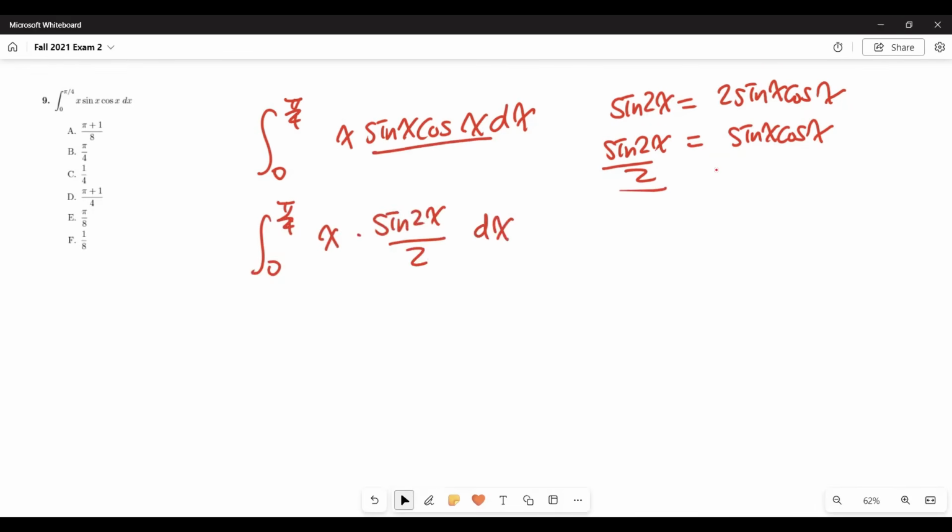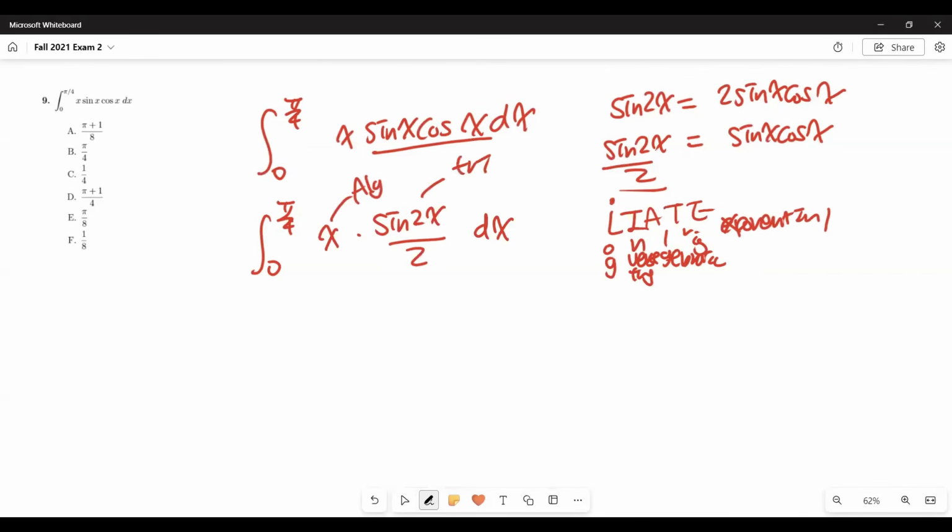sine 2x over 2 dx. Okay, and in this question we are going to use our favorite friend, integration by parts. So we are going to use LIATE form: log, inverse trig, algebraic, trig, and exponential. And you choose the u in the leftmost order. So in this case, we see an algebraic function and we see trig. So we see A and T. Since A comes first, our u will be just x, and du will be dx. dv is the rest of the stuff other than x. So it's going to be sine 2x over 2 dx.